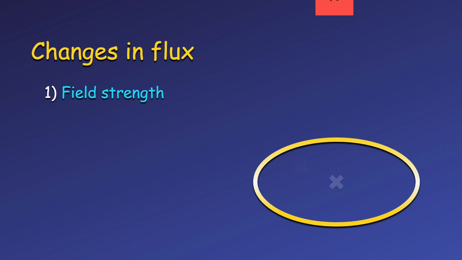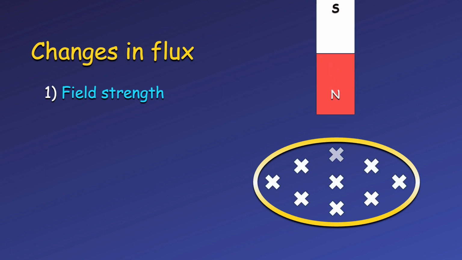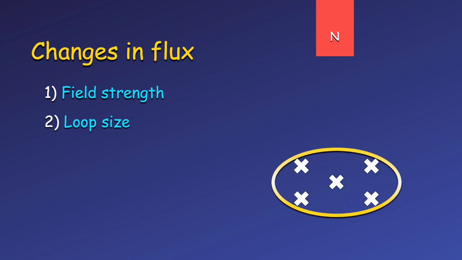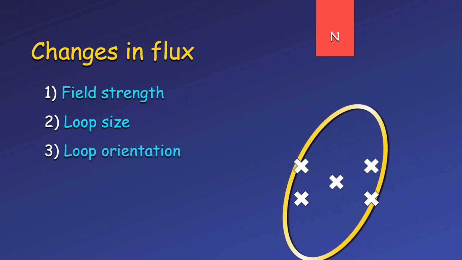This change in flux can occur in 3 ways. First, the field can increase or decrease. Second, the size of the loop may change. And finally, the loop orientation relative to the field, or vice versa, may be changing.